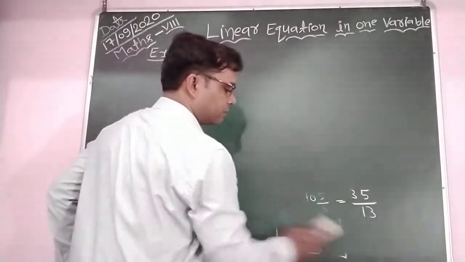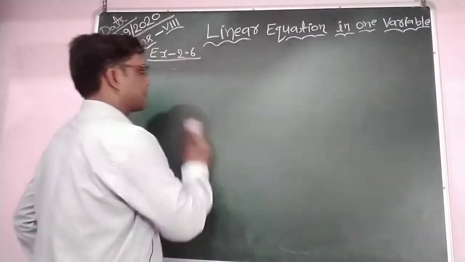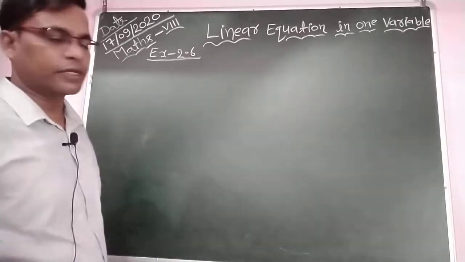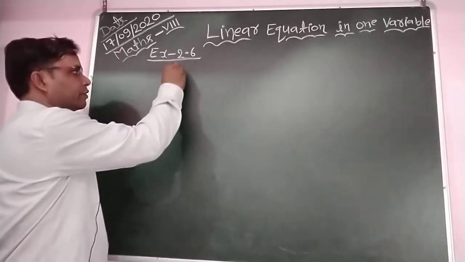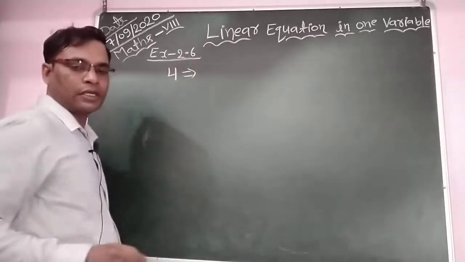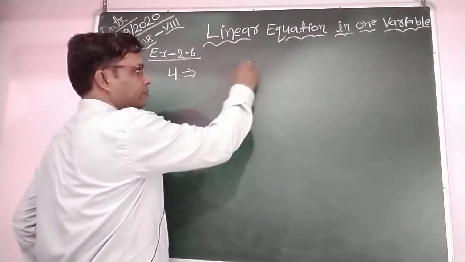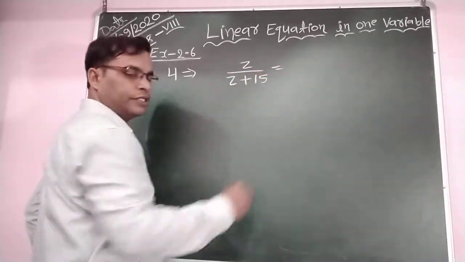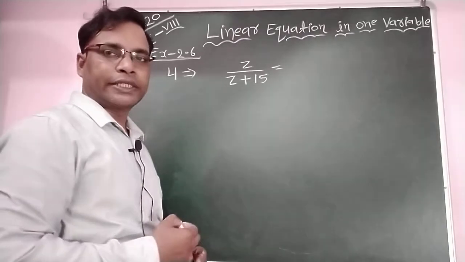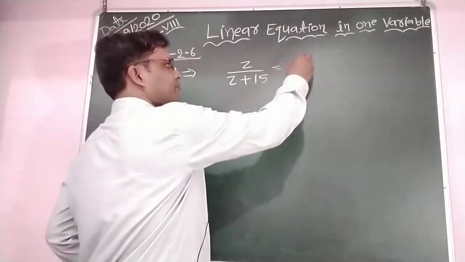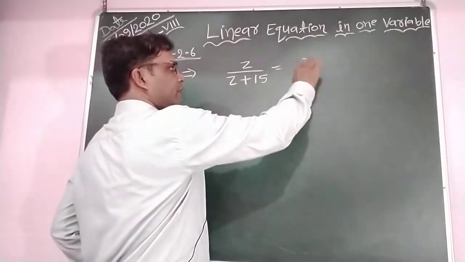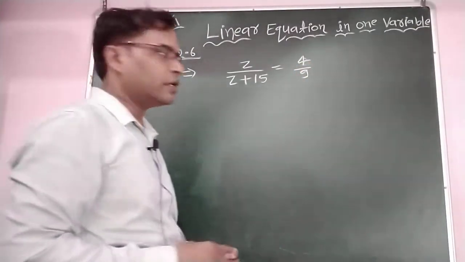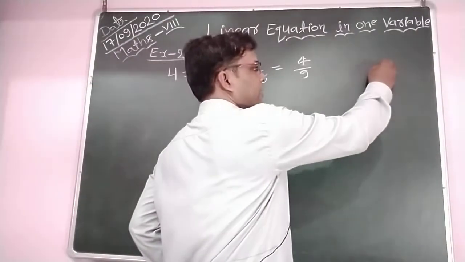In this question number 4, we use the cross multiplication method to solve for the value of z. So in this question number 4, we have z by z plus 15. This is equal to, also given, a rational number like 4 by 9. This is given 4 by 9. Clear? So I hope all of you know this rule. This is the cross multiplication method.